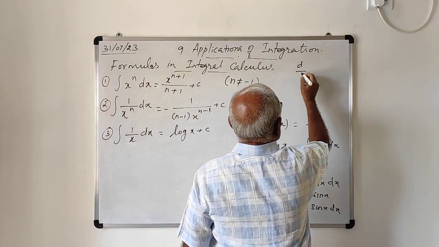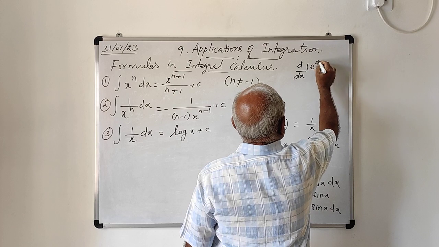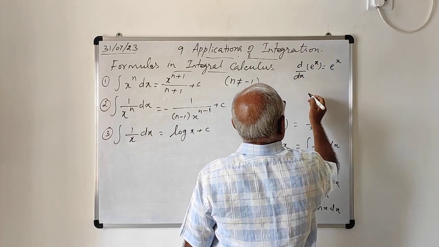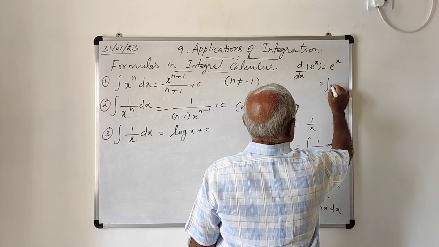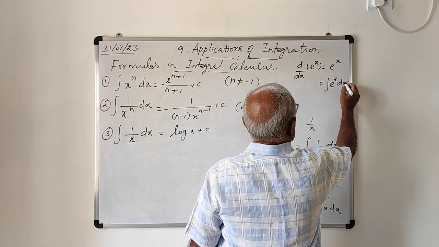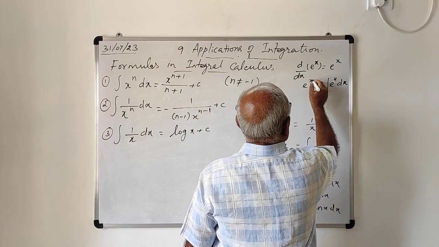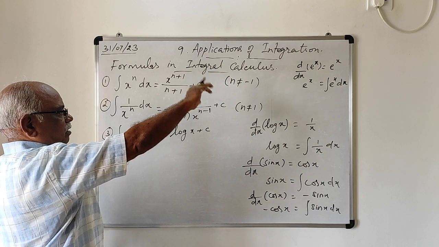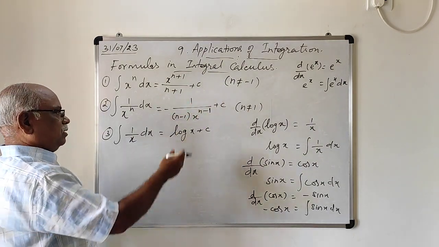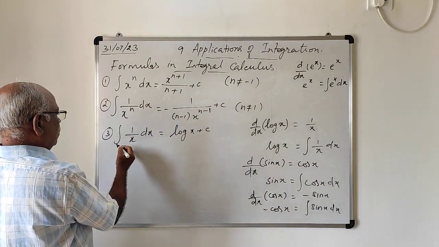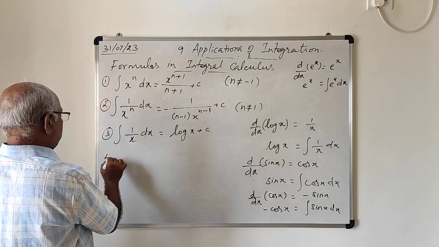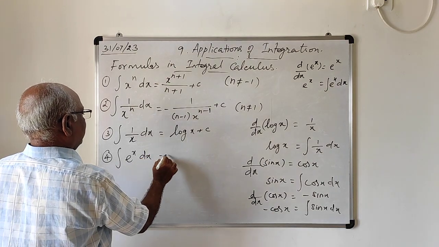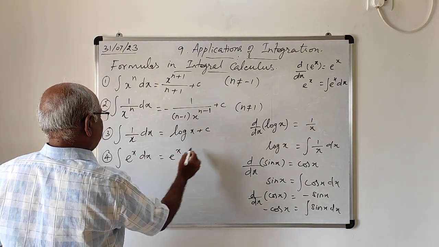Similarly, derivative of e power x is e power x. Therefore, integral of e power x dx is again e power x. The derivative of e power x is e power x, therefore, integral of e power x is e power x plus c. So, these are the ideas you have to remember. So, therefore, integral 1 by x dx is log x plus c. Fourth one, integral e power x dx is e power x plus c.